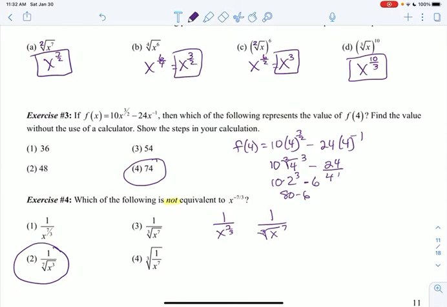Oops, I messed this up, didn't I? Oh, because I'm looking for something that's not. I forgot. All right, I was looking at my paper for a second, and I'm thinking, why did I circle that? So you're looking for something that's not equivalent. They have the 7 and the 3 in the wrong spot.